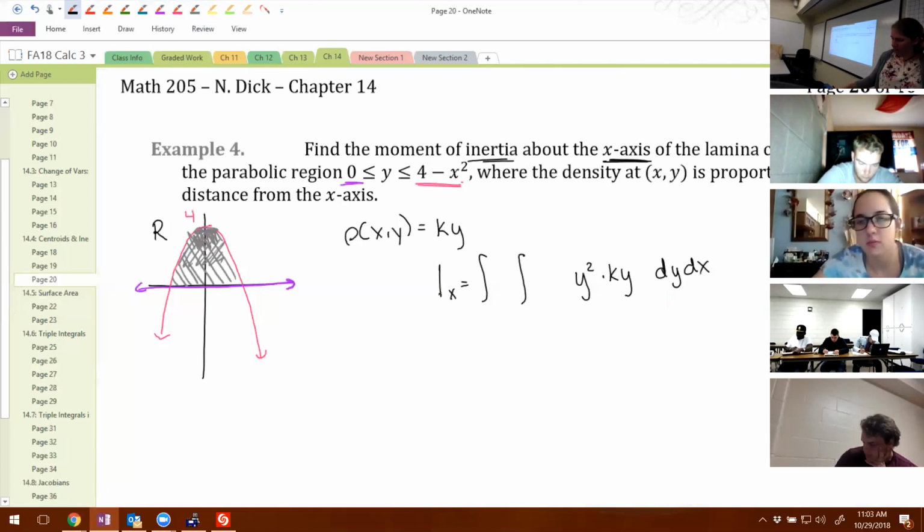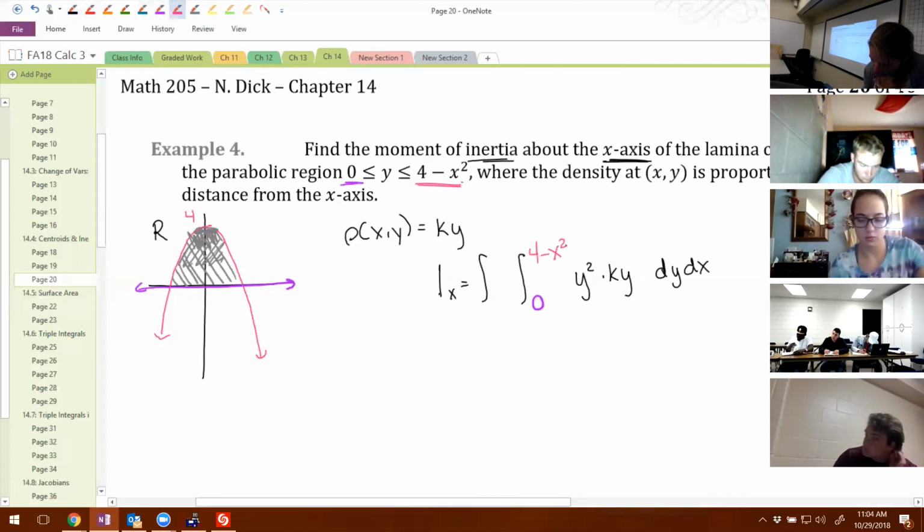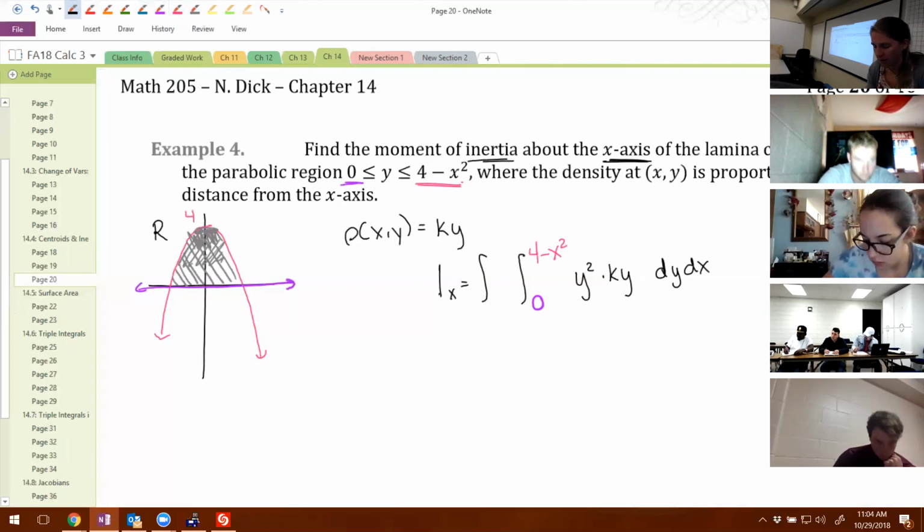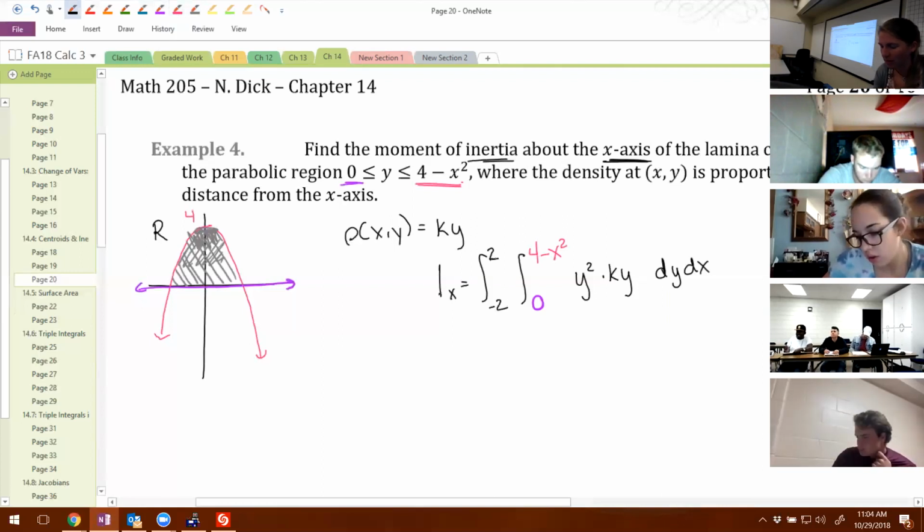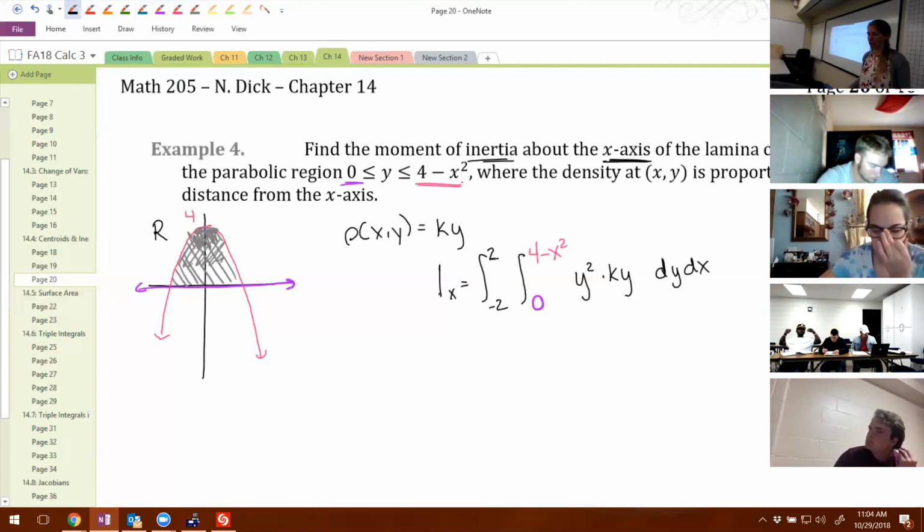So what would be our limits of integration for y? y was 0 to the curve. So 0 on the bottom, and then our function on top, so 4 minus x squared. And what would be our limits of integration for x? Negative 2 to 2. Yep. This is the same region as in the last example, so if you want to go back and look at the last example, it's the same region. Really the only difference is we're talking about inertia instead of centroid, so we have a y squared there, so just y.